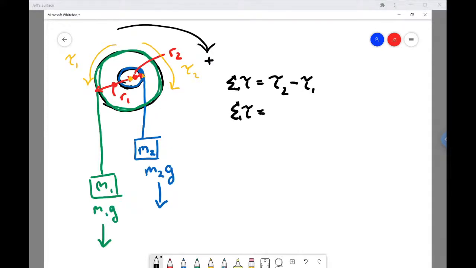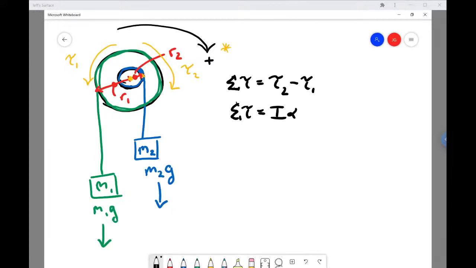And net torque is equal to rotational inertia times angular acceleration. These are vectors, but I've already taken the direction into account right there, so we can drop that. But alpha is a vector too. So if alpha turns out to be negative, that means this thing's rotating, accelerating counterclockwise. If alpha turns out to be positive, that means it's accelerating clockwise, because I defined what that means up here.